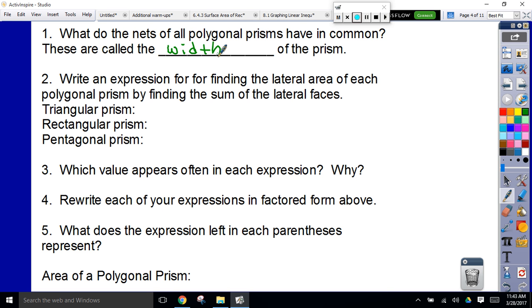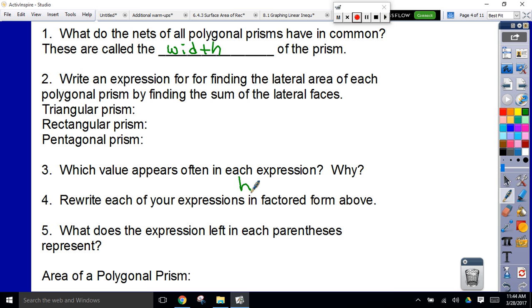And then we actually already wrote these expressions. I'm not going to write them here. They were on the previous page. We did 2 times the area of a triangle plus H times the sum of all of the lengths of the faces, and rectangular prism, pentagonal prism. And then which value appears often in each expression? We kind of already answered this up here. It was the H, because every lateral face, as we're finding the area, we have to use this H.